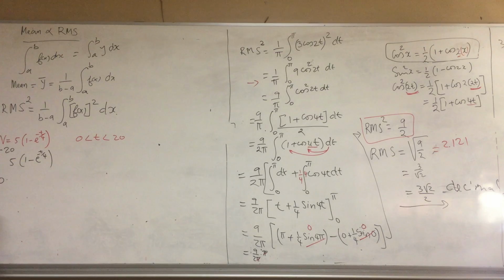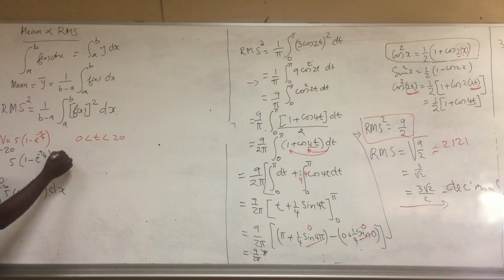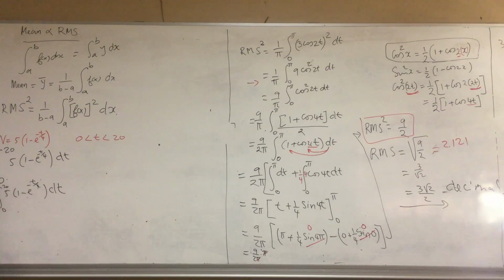So I'm going to have 1 over b minus a. So I'm going to end up with 1 over 20, and then I have my integral from 0 to 20 of 5 times (1 minus e to the power this), and then I have my dx. No, my dt. Variable is t here, alright? So this 5 can come out. I'm going to have 5 divided by 20, which is 1 over 4, alright? 5 divided by 20 is 1 over 4. And I'm having my integral from 0 to 20 here.